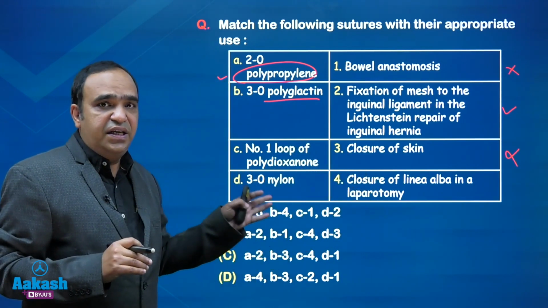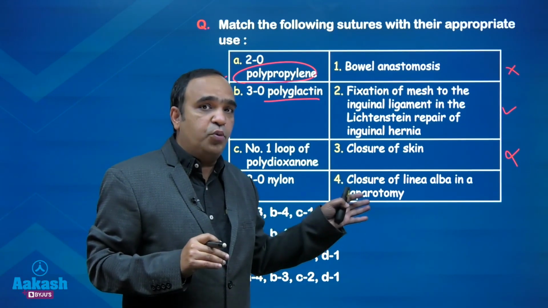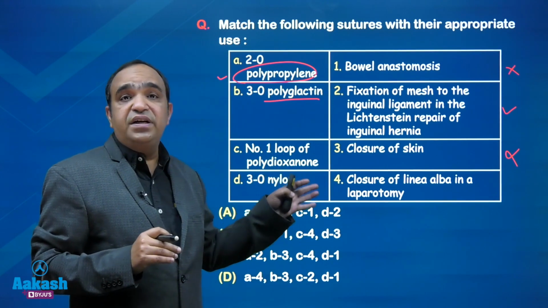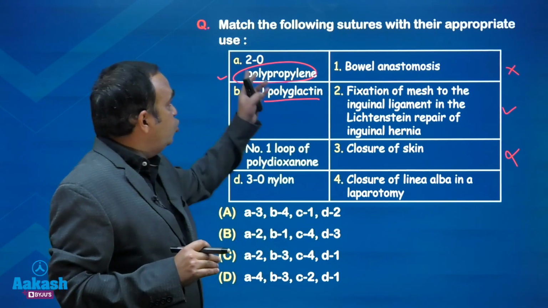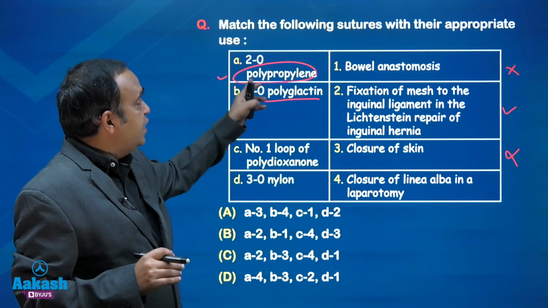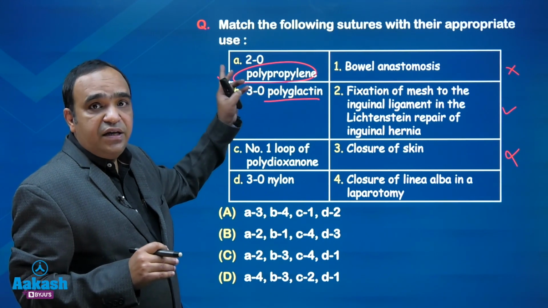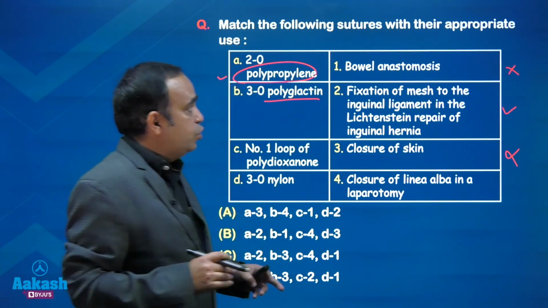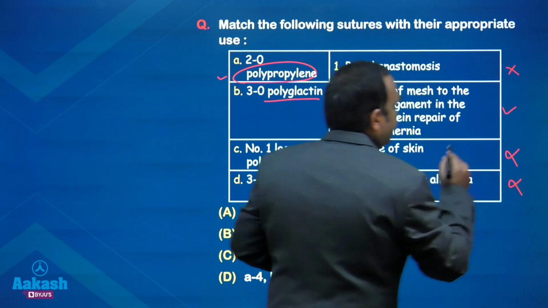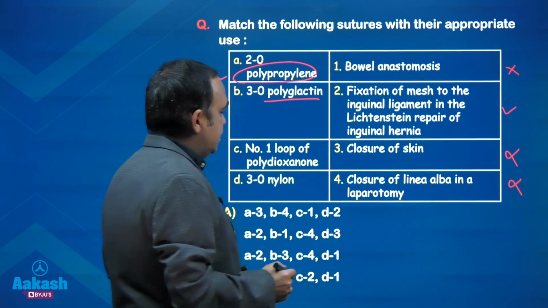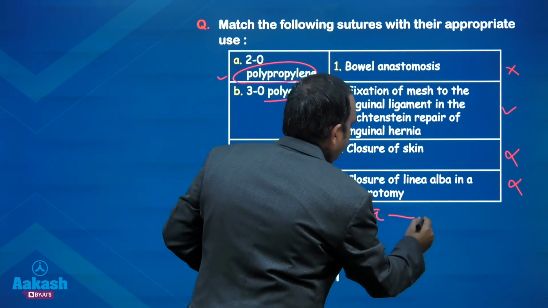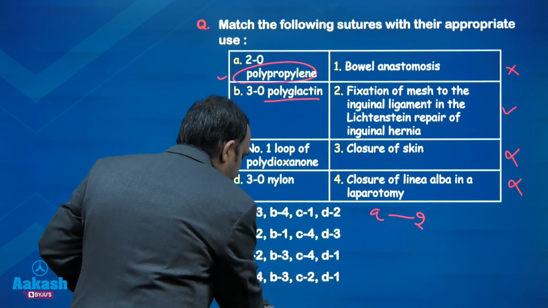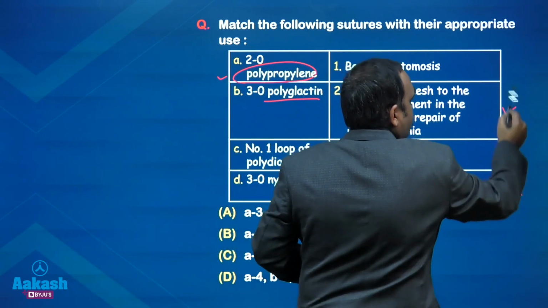Again, to close the linea alba, we do need a non-absorbable one, but we do need a real thick one. So 2,0, no. Had it been number one, I could have used it, but 2,0, no. Okay, so we are left with just one choice. So A fits with 2. Okay, let us see the other choices.